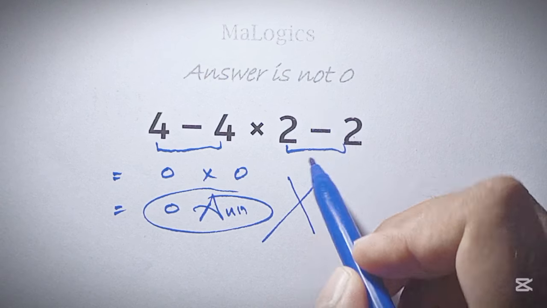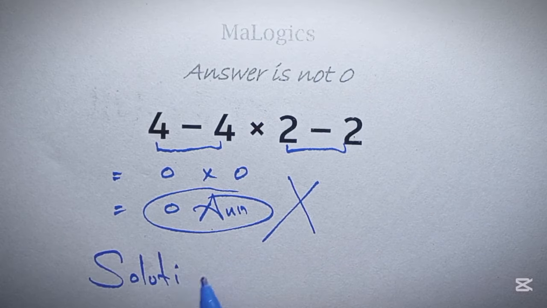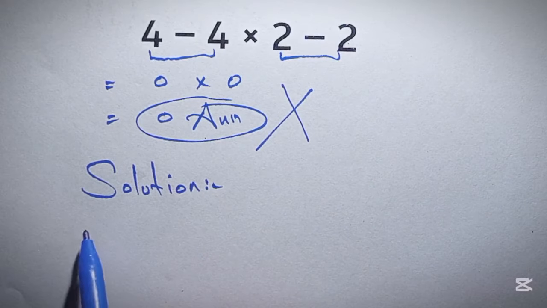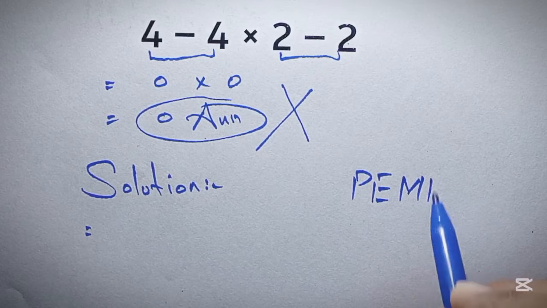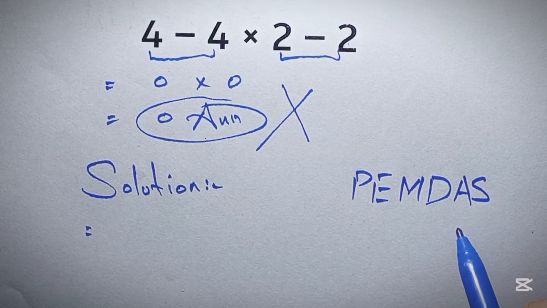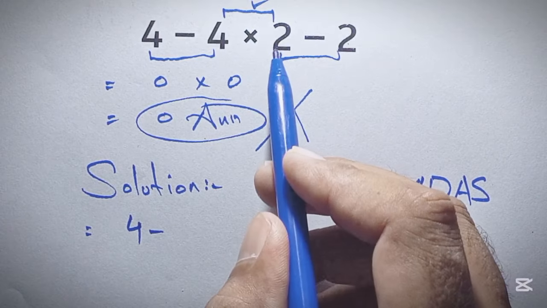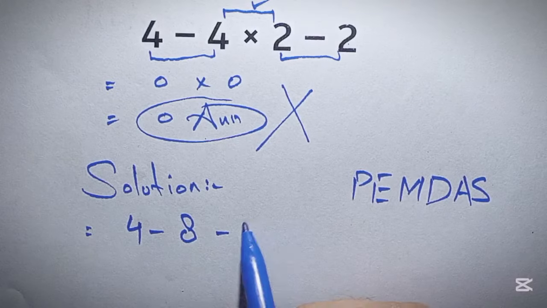Now let's start its correct solution. For such type of math operations, where 2 or more operations are applied, we have to follow the PEMDAS rule. Just like here, according to PEMDAS, multiplication has higher priority than subtraction. So first we do this multiplication. 4 times 2 equals 8. And in the next step, 4 minus 8 minus 2.